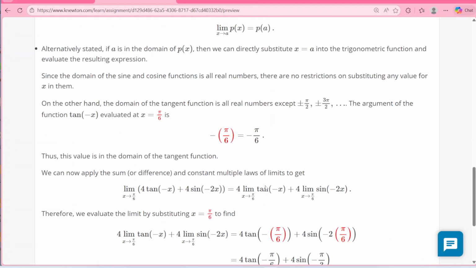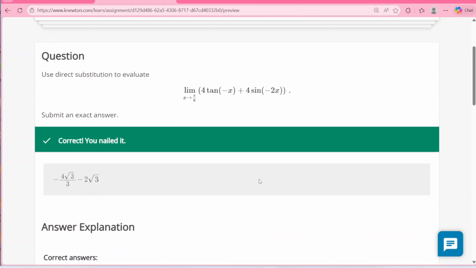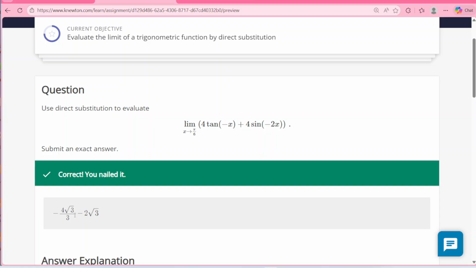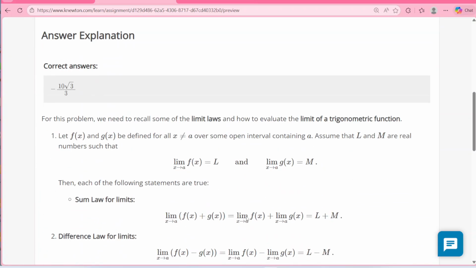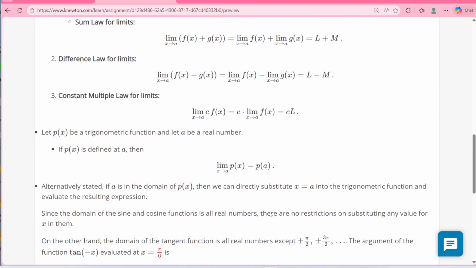Now they put it all together, right? I think I've mentioned this earlier in the video. They say submit an exact answer. As long as you submit something that's equivalent to what they got, it'll be good.